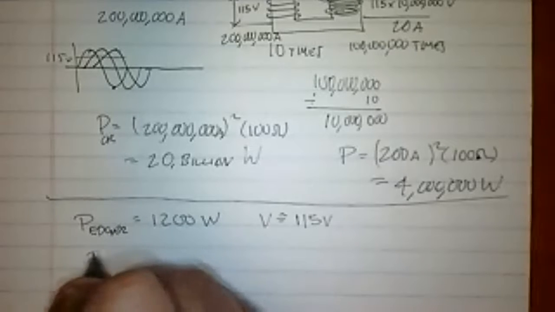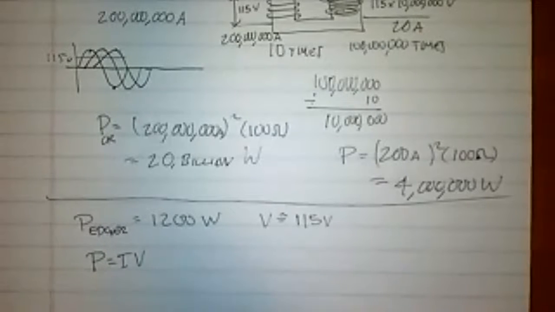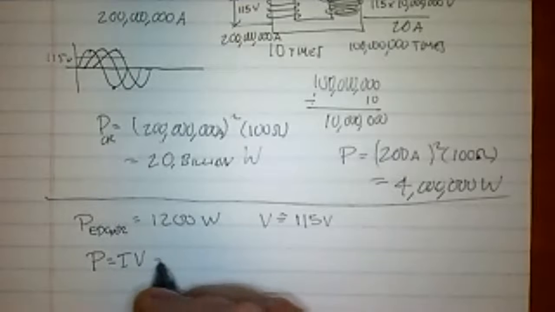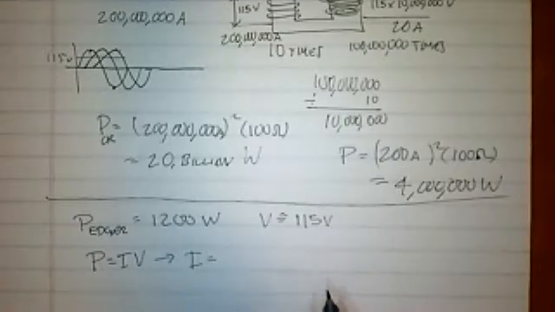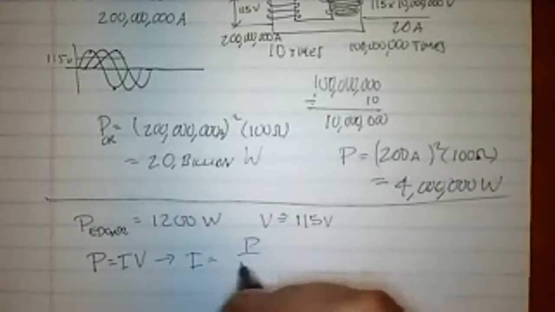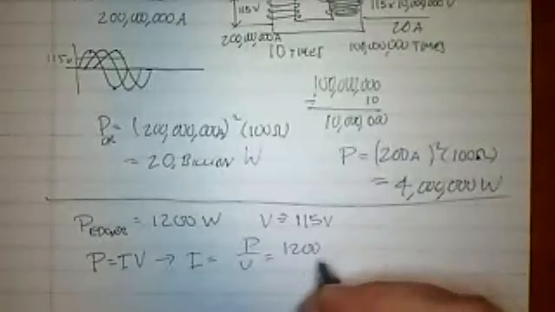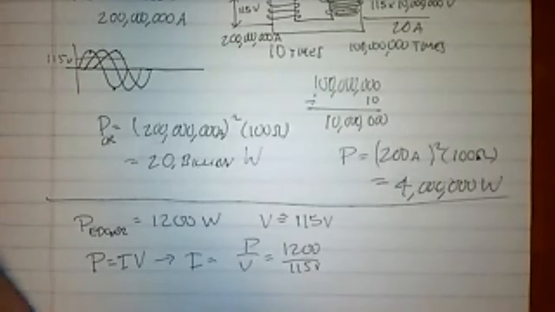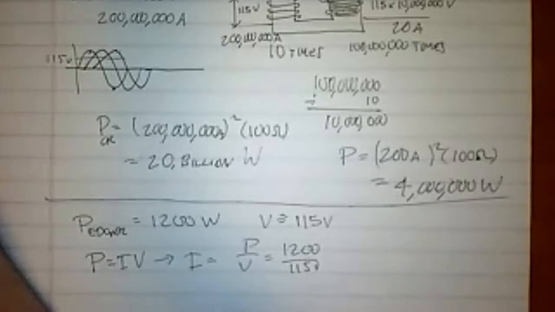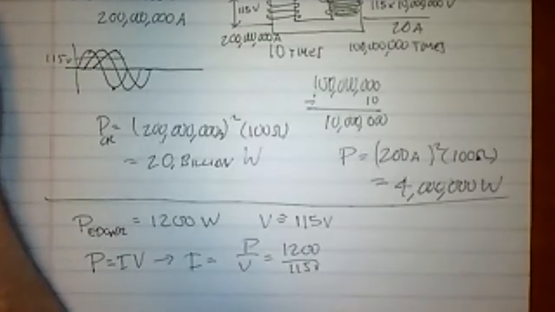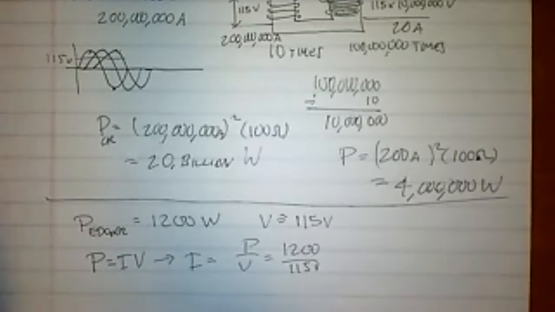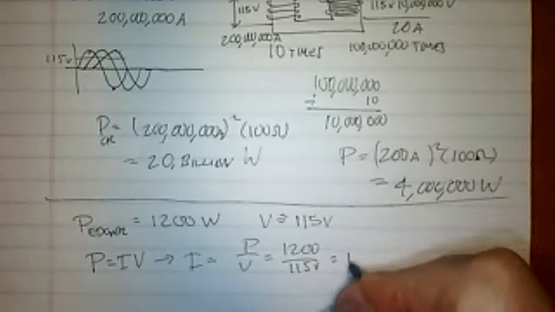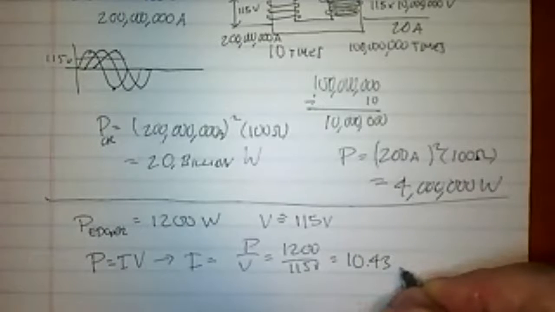Well, what we do know is P is equal to IV. Because of that, we can calculate the current. And the current, of course, is P over V, which would be 1200 divided by 115 volts. When I do that math, this is actually an example, by the way, I'm going to do 1200 divided by 115, and I get 10.43 amps.